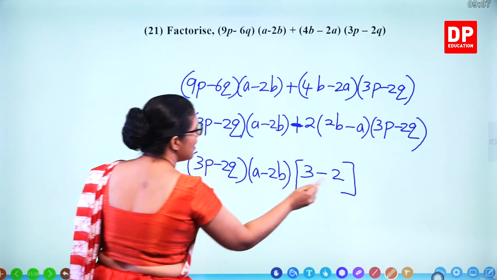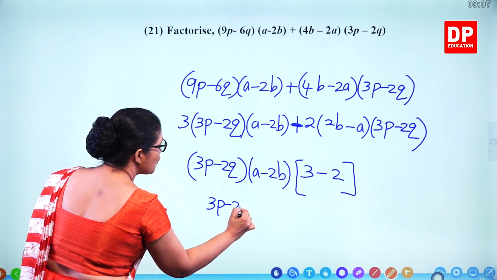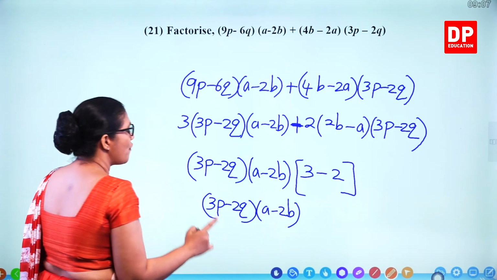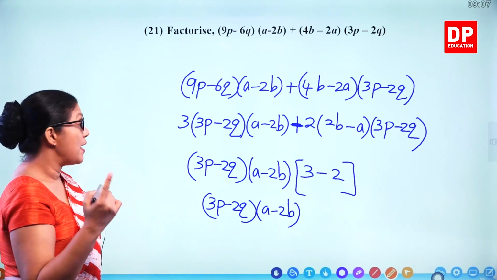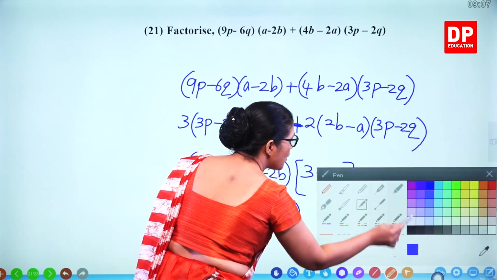So what's the answer? 3 minus 2, 1. So you can write 3p minus 2q and a minus 2b. So factorization means making brackets. So this is the final answer. So 2 marks for that.